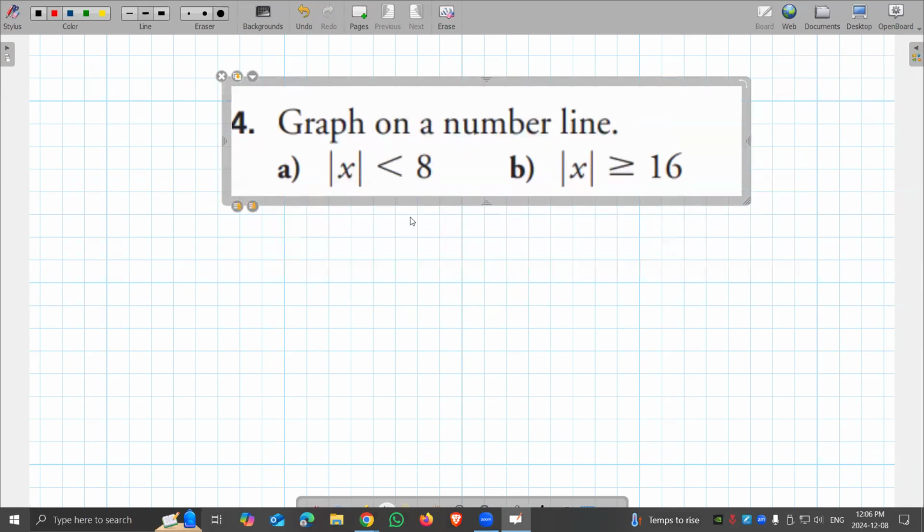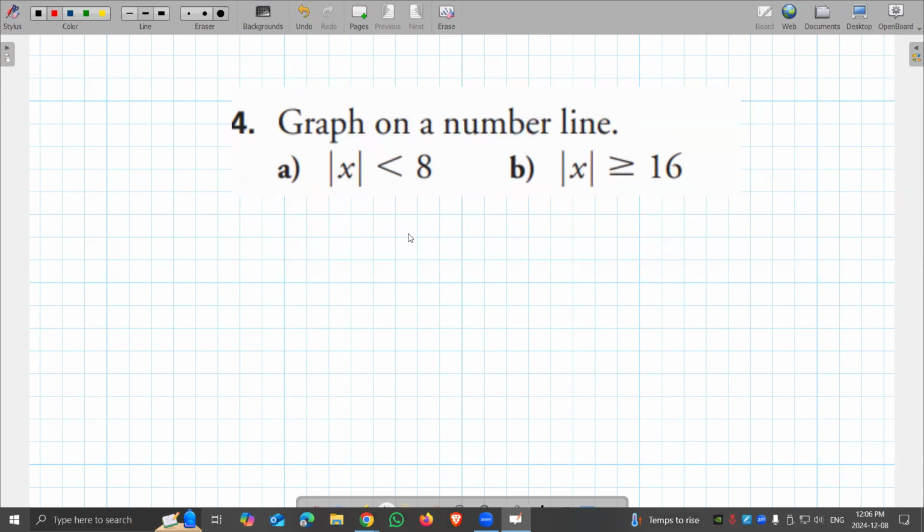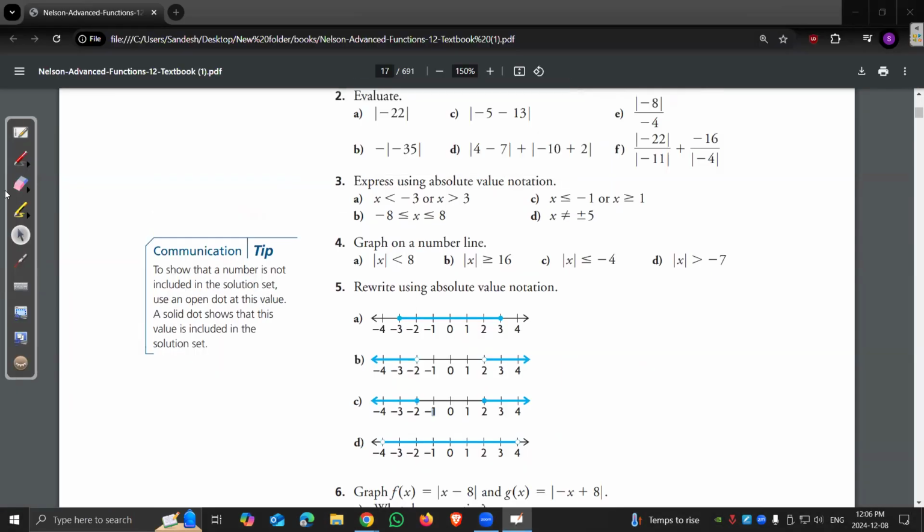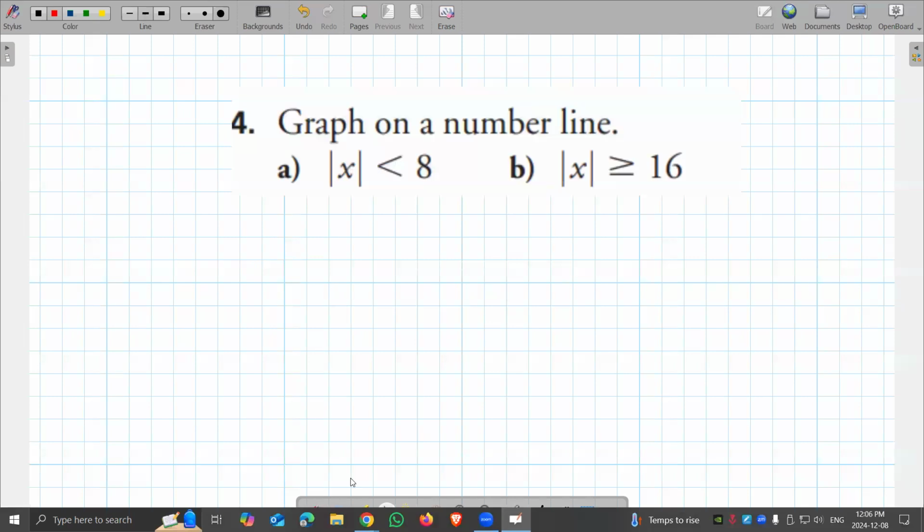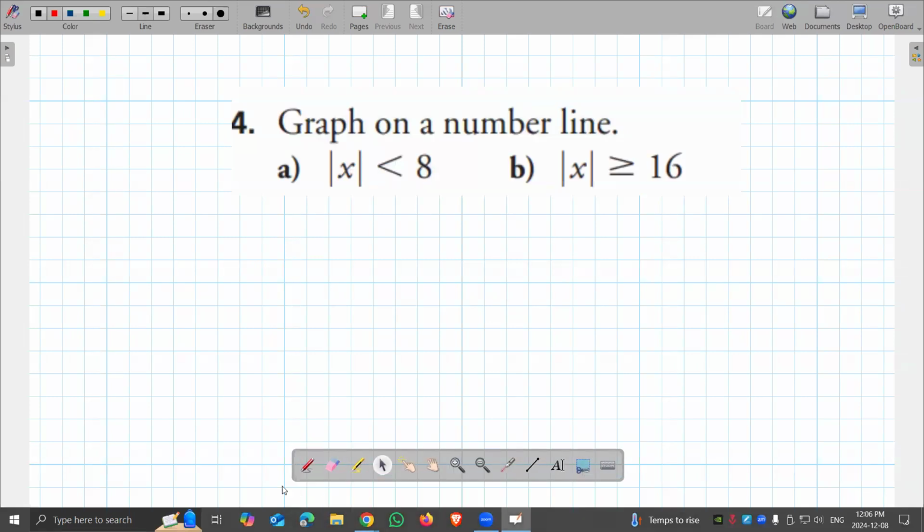All right, let's look at A. So the idea is the same one from yesterday. You want to see what the number of interest is. In part A, it's 8. And you want to see if you're going above it or less than it. So let's check this out. It says the absolute value of x has to be less than 8.